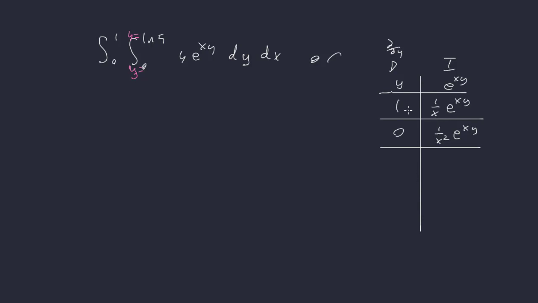Okay? And so now we're going to do our plus and our minus. If you've not seen this before, once again, I have a video in my Calculus 2 lecture series that shows this table method. All right, so when we integrate this, we'll have the integral from 0 to 1, and now this is y over x, e to the xy, minus 1 over x squared, e to the xy. Then we're going to evaluate this from 0 to natural log of 5.